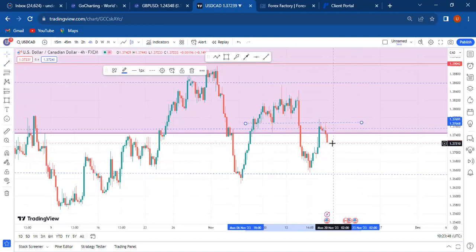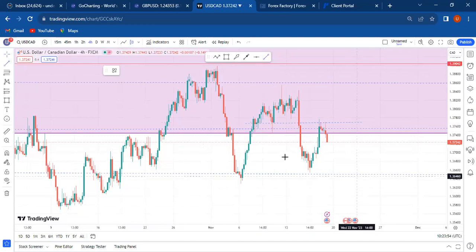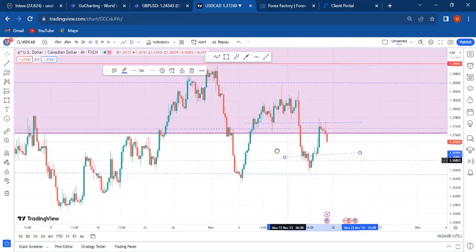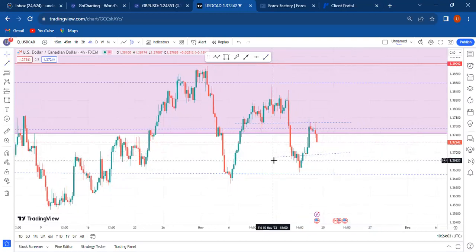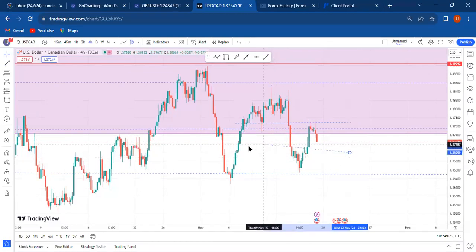So I have a price rejection at this level. Now, where is price headed? Okay, price is headed here. Now, if you look at this, I'll mark this as a fresh zone. Okay, so this level.